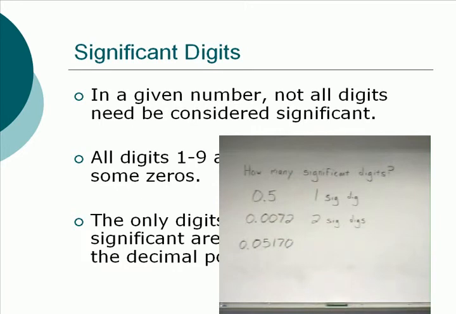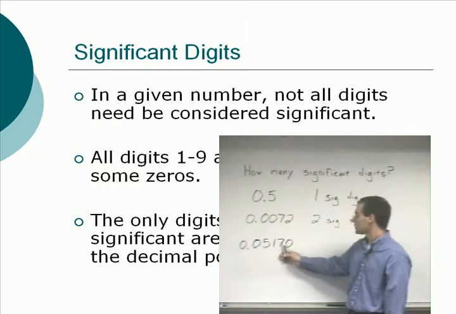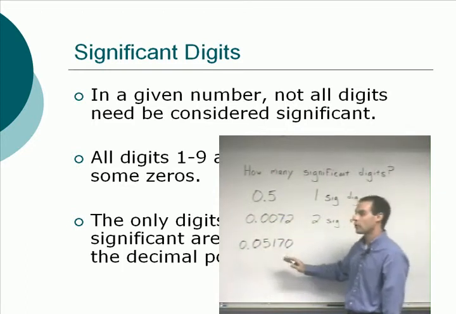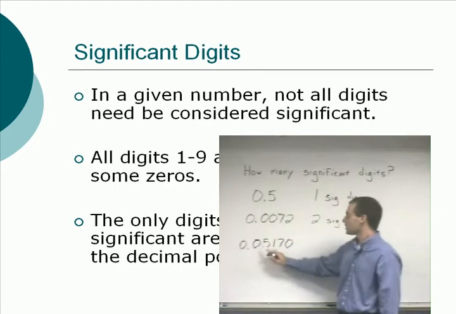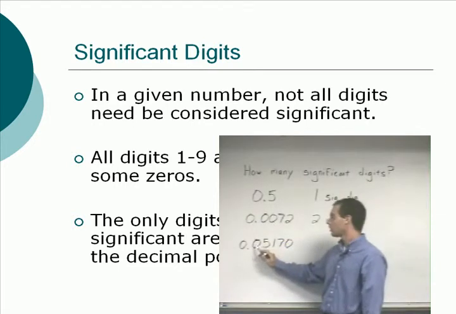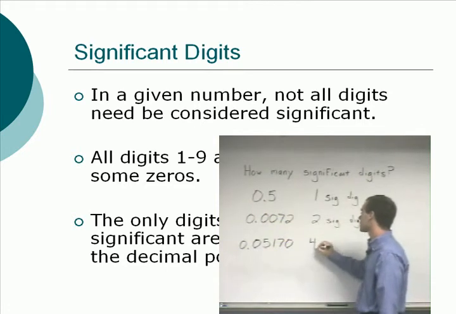.05170. How many significant digits do we have here? You'd all agree that the 5, the 1, and the 7 are significant, so there's 3. Is this 0 significant? It is. It has no role in locating the decimal point, therefore it shows additional precision. It measures out to the 5th decimal place instead of the 4th, so this one is significant. This 0 is not significant. It's only pushing the decimal point back here. And so here we have 4 significant digits.